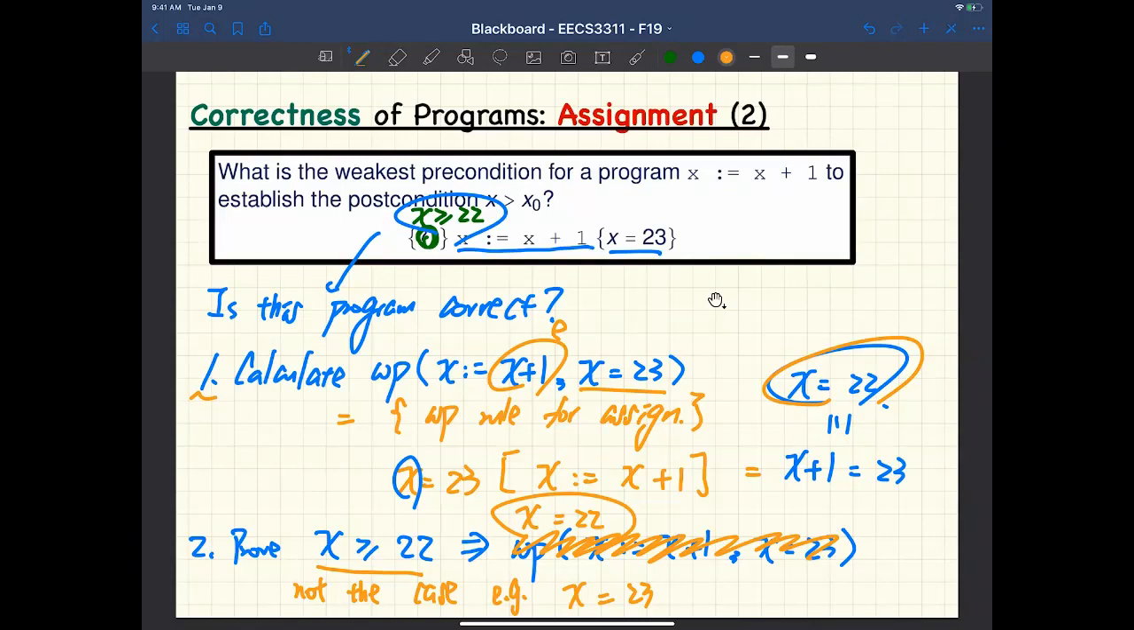I would say, number 1, you wouldn't get a simple case like this in the exam. If you're really given a case like this, be my guest, you can just say that WP is just x equal 22. That's not a problem. But most likely you'll be given something that's more complicated. Then you better show all the steps.